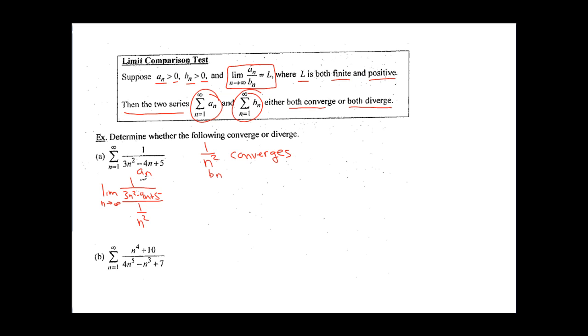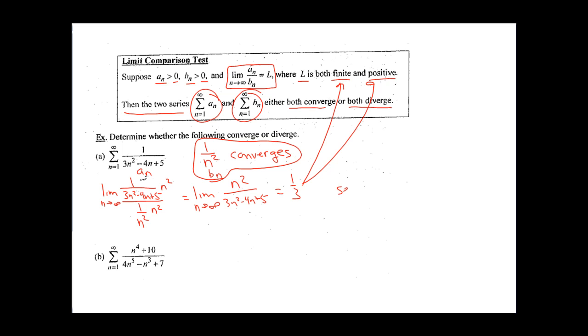Now we need to get rid of the complex fraction, so we can multiply the top and bottom by n squared. That's going to be equal to the limit as n approaches infinity of n squared over 3n squared minus 4n plus 5. Well, that's equal to 1/3. 1/3 is both finite and positive. Now, since b sub n converged, our original series converges by the limit comparison test.